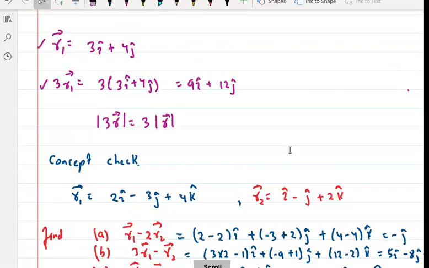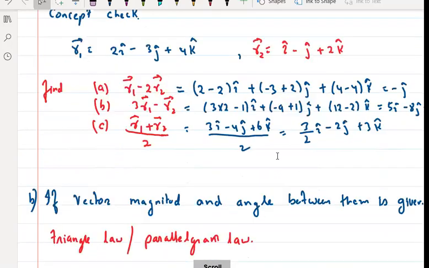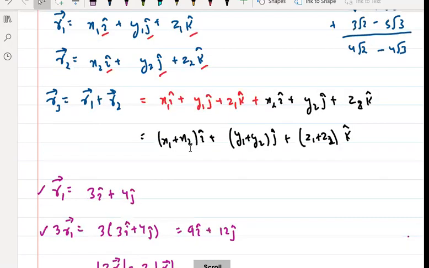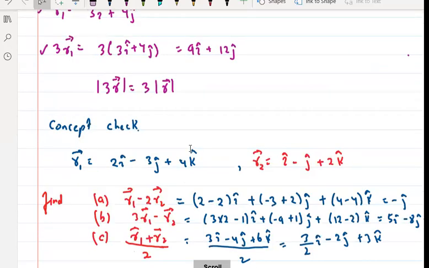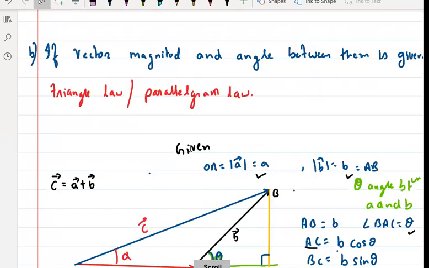Okay, so we solved some problems based on that. So this is case one, where the vectors are given in component form. Now the second, case two. Case two is the case where the magnitude of the vector is given. Instead of having a vector form, the magnitude of the vectors is given and the angle between them is given, right? Clear? Tell me, clear? Right?